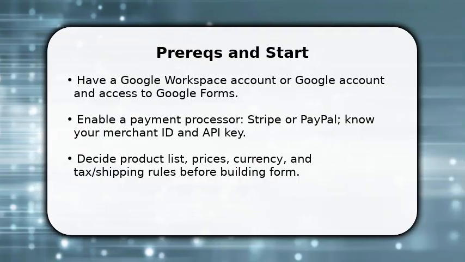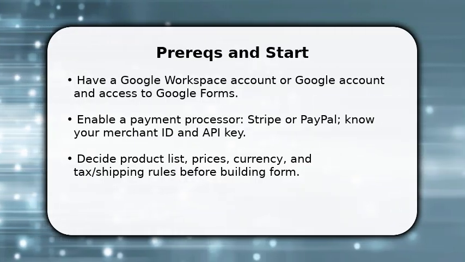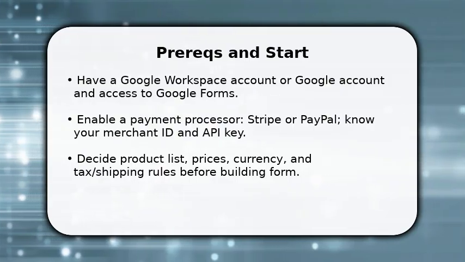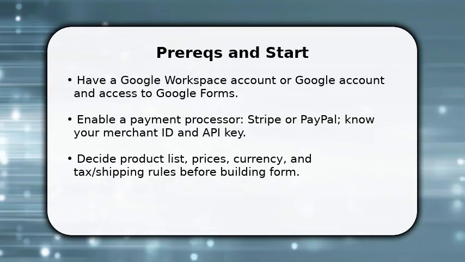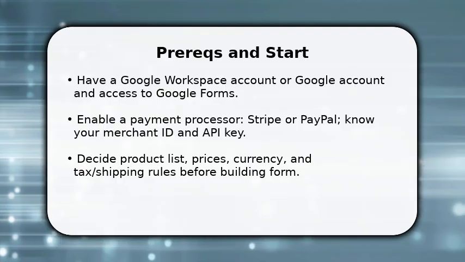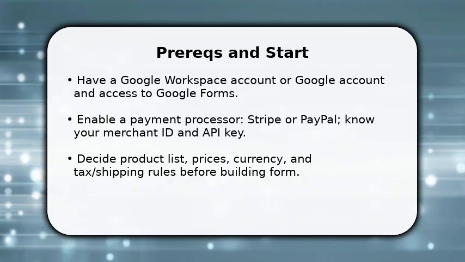You already have accounts and keys, now start building. Open Google Forms and create a new form, name it, then add essential fields: buyer name, email, and product selector. Use multiple choice or drop-down for products so you can map prices. Once those fields exist, add a short paragraph explaining payment terms and required info.